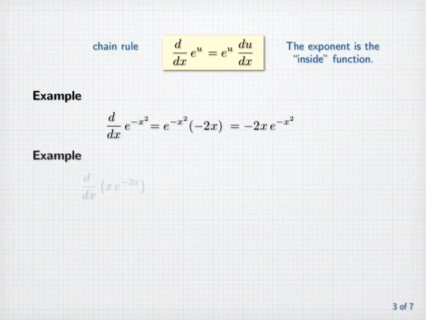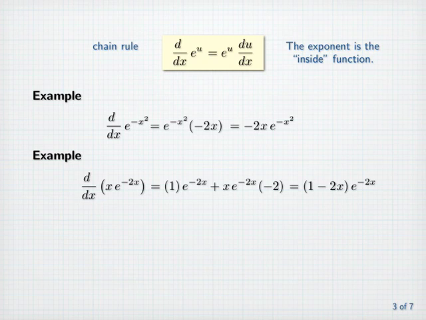Another example. The derivative with respect to x of x times e to the minus 2x. Here we'll use the product rule. The derivative of x is 1, so we have 1 times e to the minus 2x plus x times the derivative of e to the minus 2x. That is e to the minus 2x times the derivative of the exponent, which is minus 2. Now let's simplify this by factoring out an e to the minus 2x. We have 1 minus 2x times e to the minus 2x.